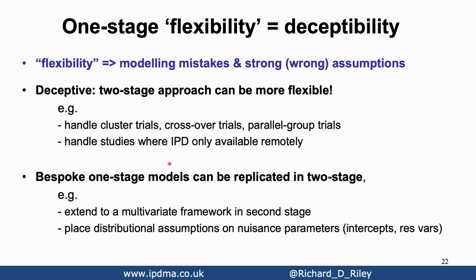And even bespoke one-stage models that people sell as being a panacea can often be replicated in a two-stage model. So, for example, you could have a multivariate framework in the second stage, which accounted for all parameter correlation from the first stage. And we can place distributional assumptions on nuisance parameters, for example, intercepts and residual variances, even in the two-stage approach through that multivariate framework. So one-stage models, people tell you that they're more flexible, that they're a panacea. They're not. Yes, they're relevant and important for sparse data, but we need great care when fitting them.